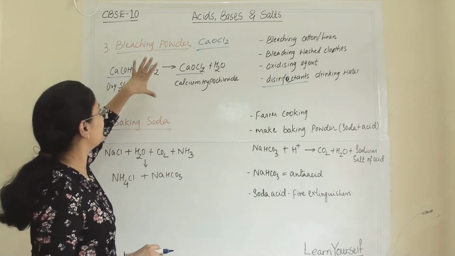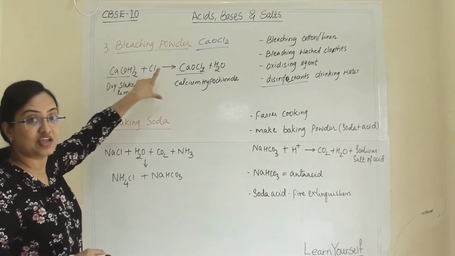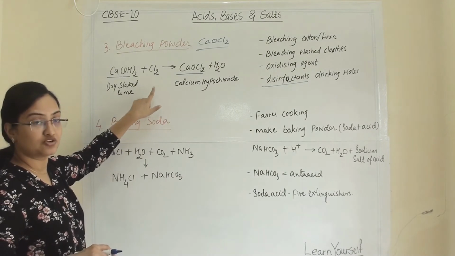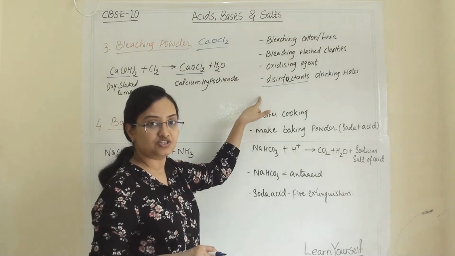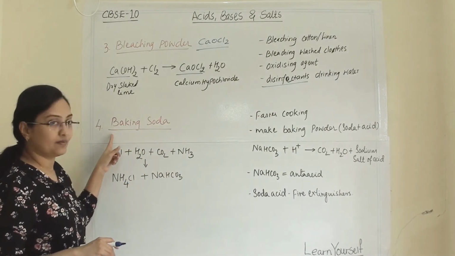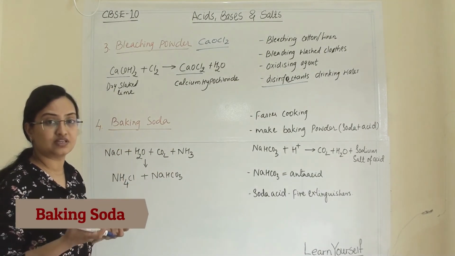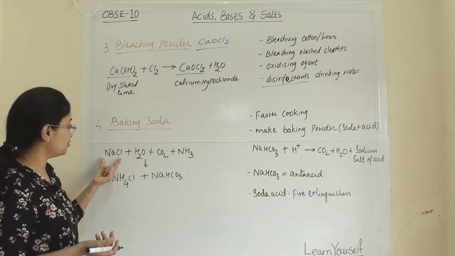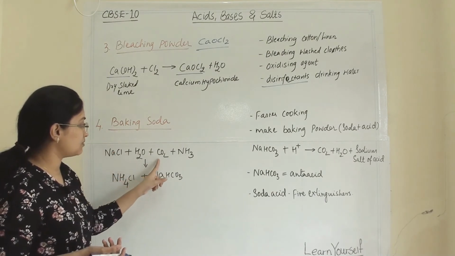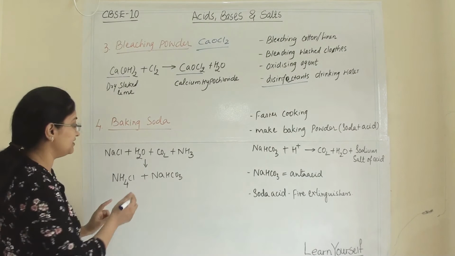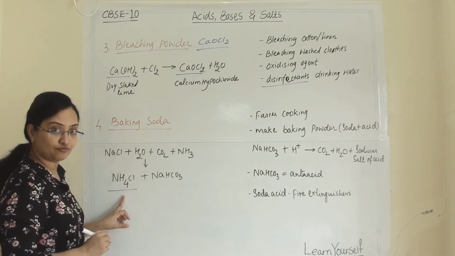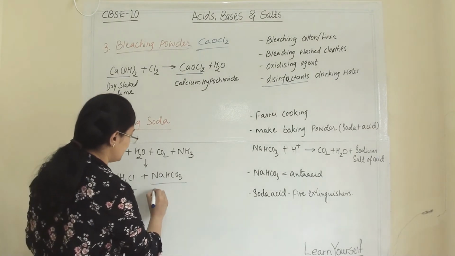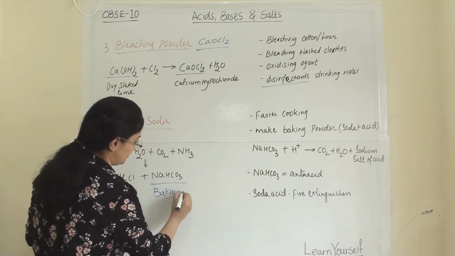For this salt we have to learn the manufacturing reaction. It's not a process, it is how we can manufacture bleaching powder. So the reaction for that and the uses of bleaching powder are there. Then baking soda. We all know baking soda is widely used in our kitchen. How can we make it? Sodium chloride will react with water, carbon dioxide and ammonia, and we will get the ammonium salt of chlorine, that is ammonium chloride, and sodium hydrogen carbonate. This is our baking soda.